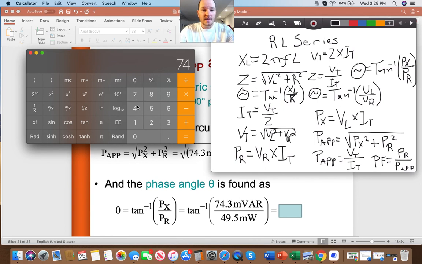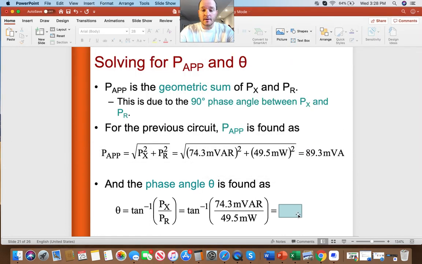So let's go ahead and find out. 74.3 divided by 49.5 equals, I'm going to bring the inverse tangent up, 56. Okay, that means our phase angle here is 56.3. And that means that it is more inductive. With the frequency and the inductor size and the resistor that's in there, we would have a phase angle of 56.3. Okay, all right. So I'm going to go ahead and wrap this portion of the lecture up.